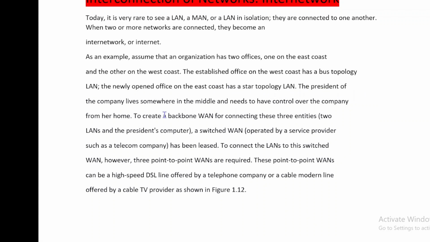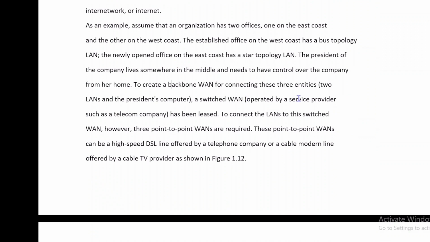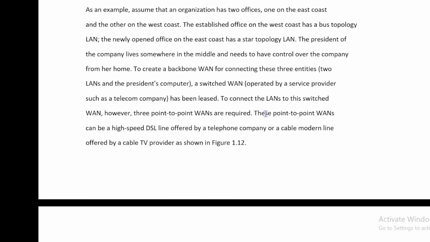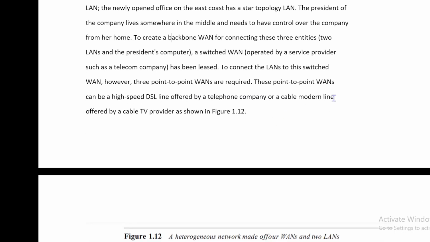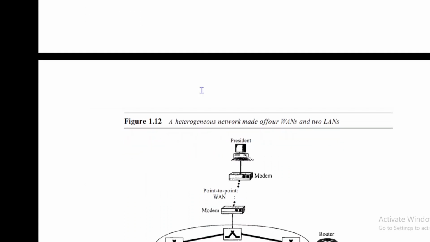The president of the company lives somewhere in the middle and needs to have control over the company from her home. To create a backbone WAN for connecting these three entities, two LANs and the president's computer, a switched WAN operated by a service provider such as a telecom company has been leased. To connect the LANs to this switched WAN, however, 3 point-to-point WANs are required. These point-to-point WANs can be a high-speed DSL line offered by a telephone company or a cable modem line offered by a cable TV provider, as shown in Figure 1.12.